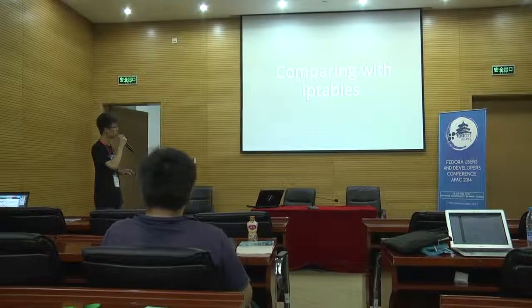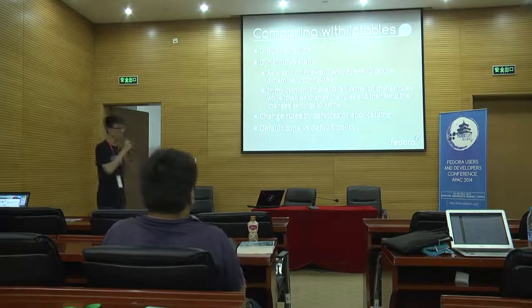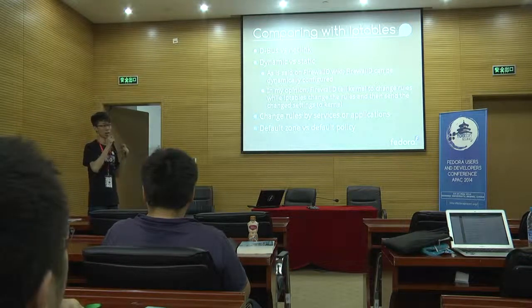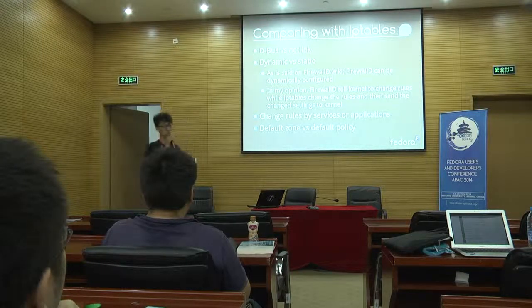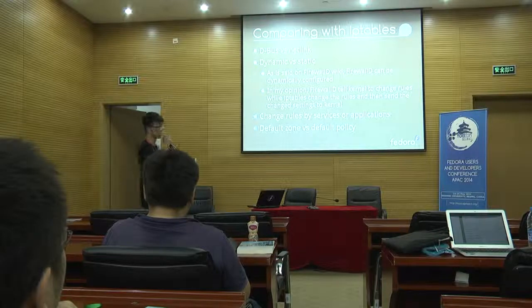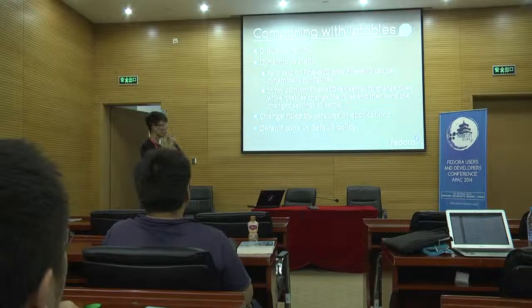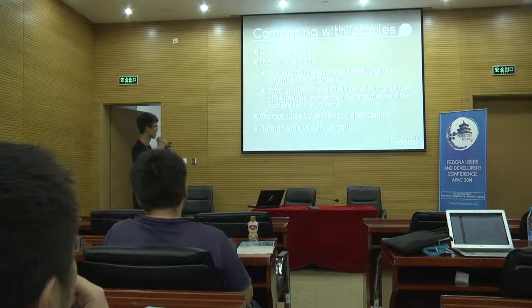Okay, then in comparing FirewallD with iptables, since I'm still a user, I don't know much about the development of FirewallD. In my opinion, FirewallD uses D-Bus to communicate with the kernel, and I checked that iptables uses netlink to communicate with the kernel. And we always say FirewallD is a dynamic firewall, while iptables is a static firewall. So I'm just comparing this.